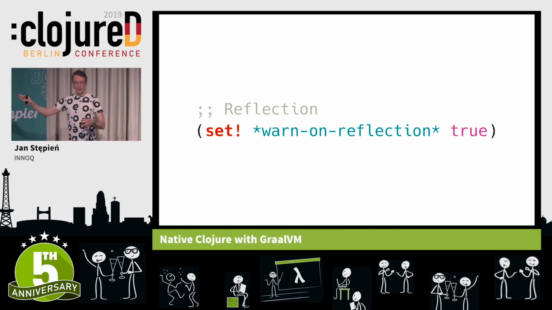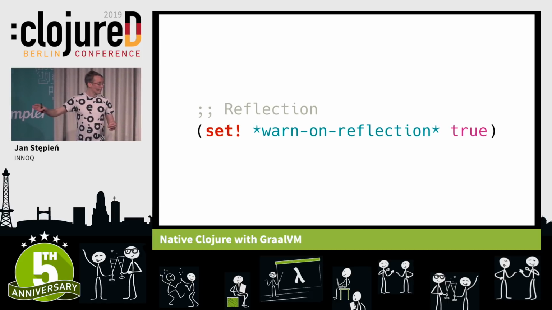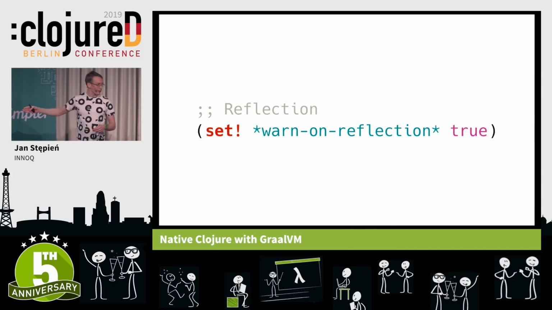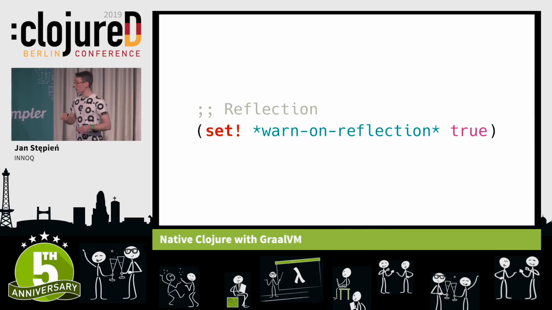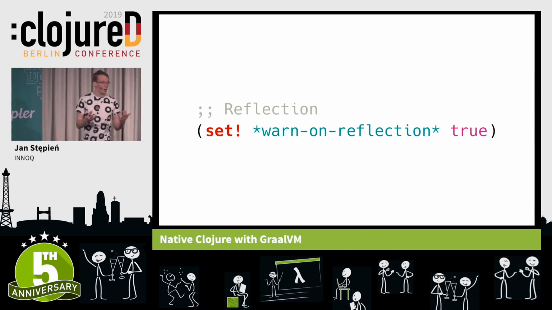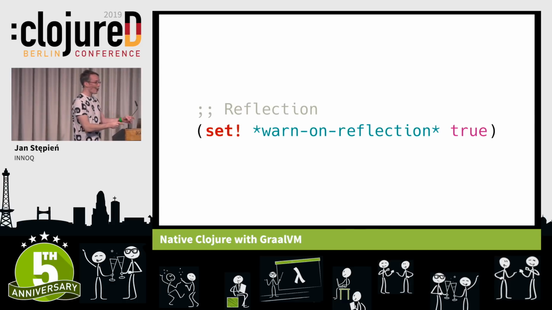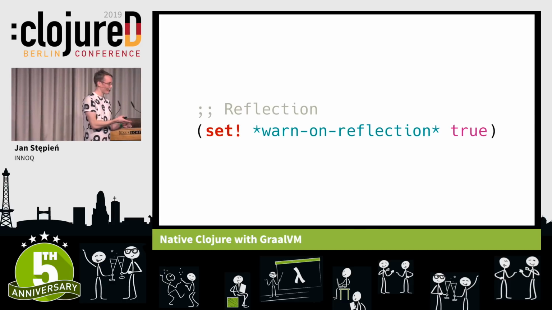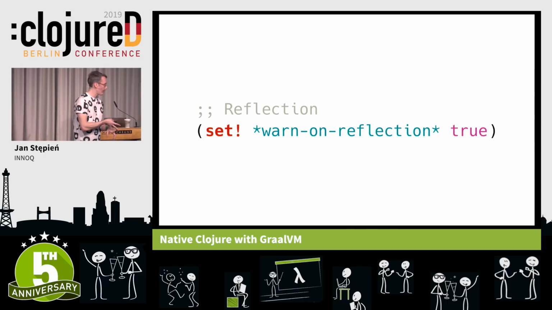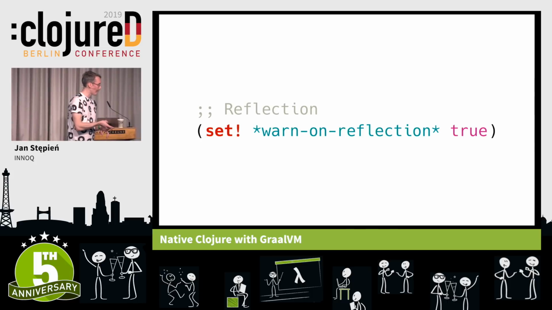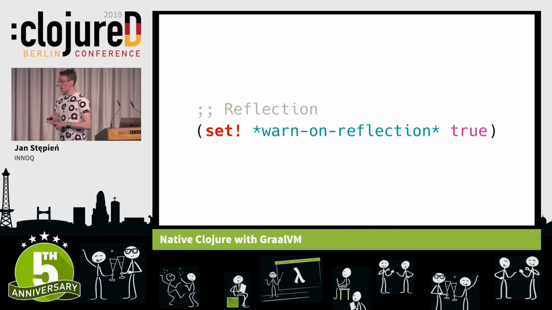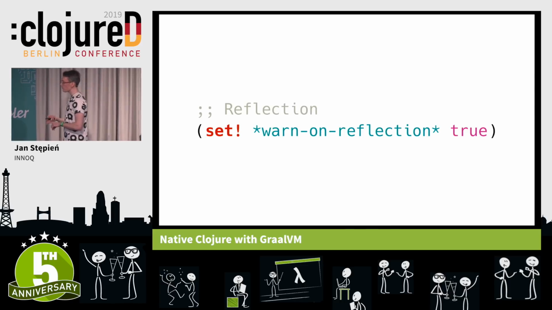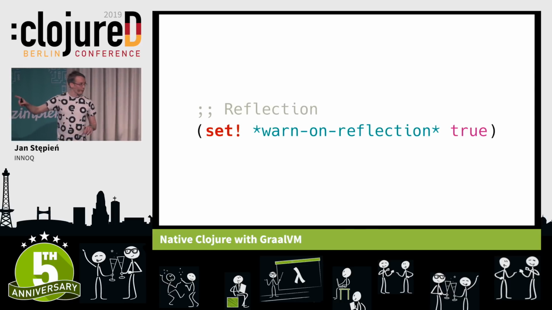In Clojure, that's not much of a problem, as it turns out, because we have tooling to remove reflections and reflective calls. Using warn-on-reflection, we can ask the compiler to inform us, hey, this is a reflective call, you will have either performance problems or native image will not be able to compile this code efficiently or at all. So that's not much of a problem, but something to keep in mind.